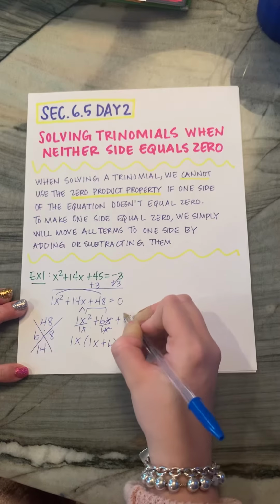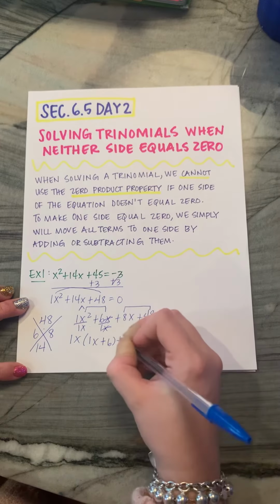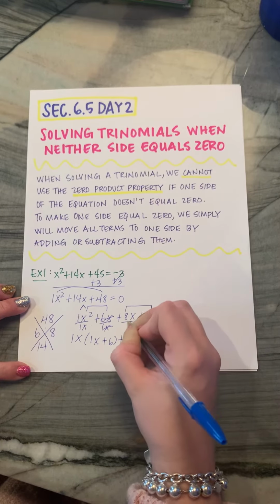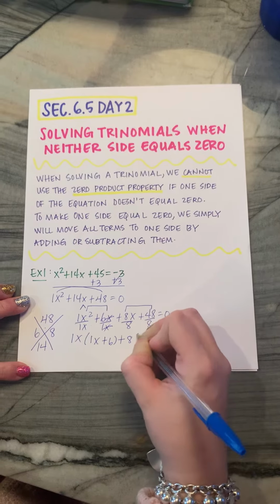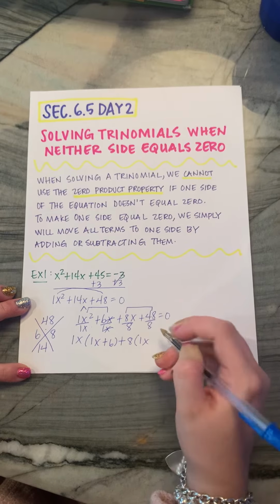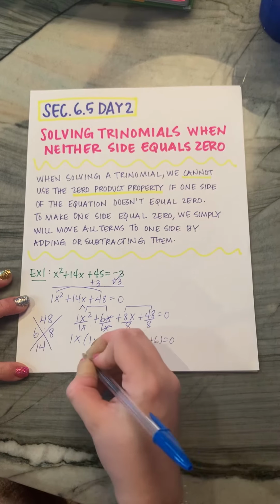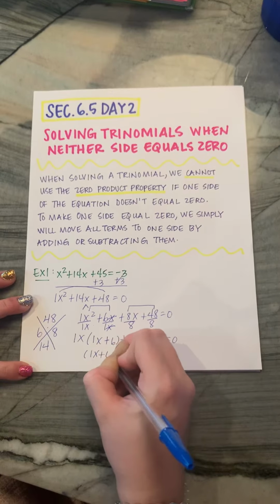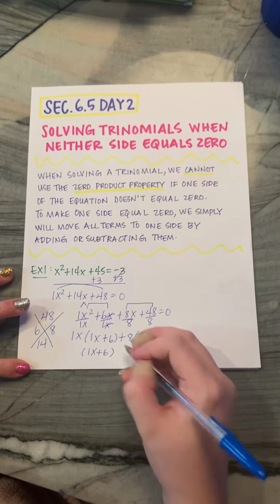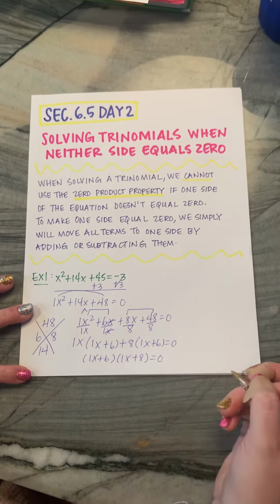I'm going to bring down the plus sign, and then for group 2, we're looking at the biggest number that goes into 8 and 48, which is 8. And so we'll divide both of those by 8. 8 divided by 8 is 1 with the x. 48 divided by 8 is 6. So we got the same thing in our parentheses, so we know we've done that right. So my final setup here will be 1x plus 6 times 1x plus 8 equals 0.